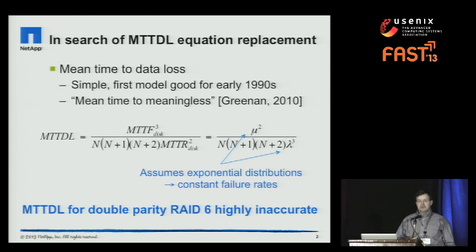The reason for that is basically simple. It's because the equation assumed Markov chains or exponential distributions that lead to constant failure rates. And we all know that that's not really what happens in real life. Distributions are messy, things are not constant failure rates with time. So as a result, when you use this equation to plug in data for double parity RAID, like EVENODD or RAID-EP that we use, or RAID 6, it's really inaccurate. And I will show you what I mean by that.